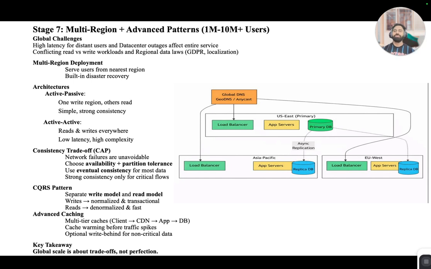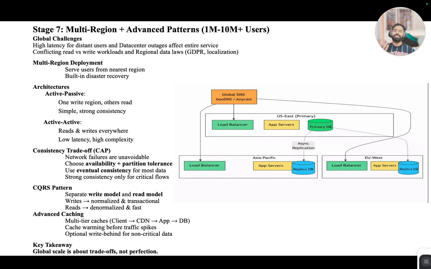So what can be the solution for this? At this level, we introduce multi-region, advanced caching, and specialized patterns like CQRS. We will discuss them one by one, so don't worry. Multi-region means running your application in multiple geographical locations. Why is this important? There are two main reasons. First is lower latency, and second is higher availability.